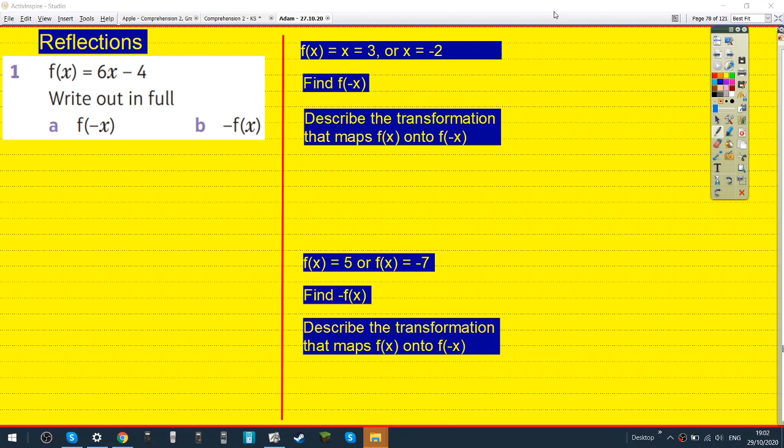x, does that mean it wants the x in the bracket to be minus, so it would be 6 minus x minus 4? So 6, and then in a bracket minus x minus 4. And then you would expand that bracket. So it'd be minus 6x. Yeah, that's minus 6x minus 4. And then b.